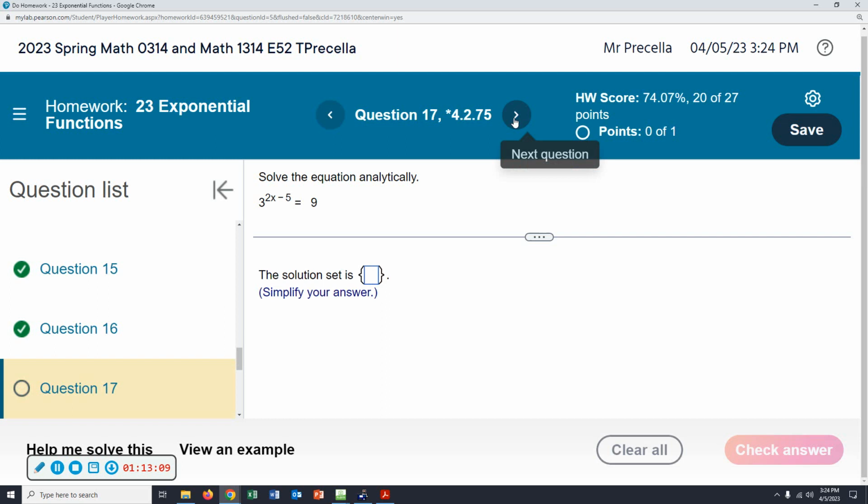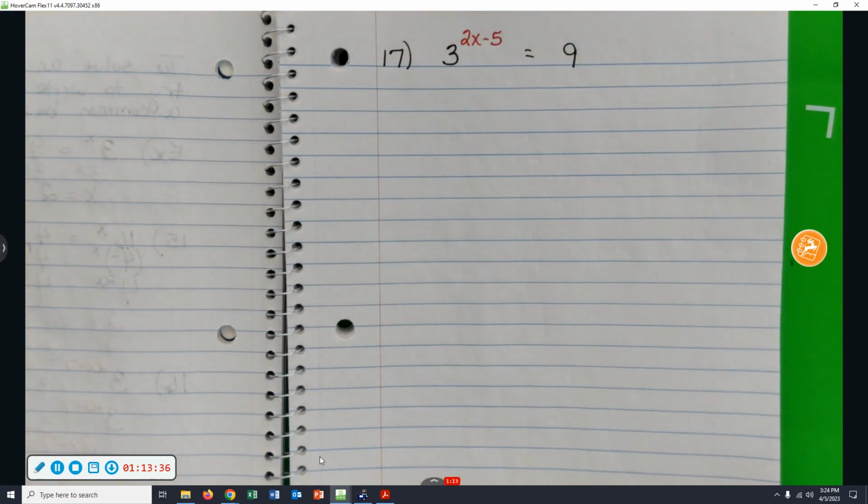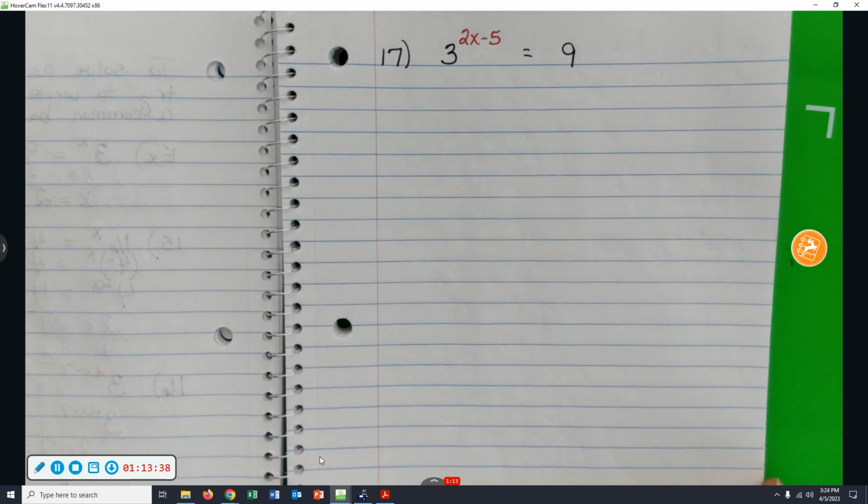Since students usually have trouble with number 16, number 17 is very similar. Let's see, number 17. Maybe this one would have been a better problem than number 16 to do. 3 to the 2x minus 5 equals 9. Number 17 would have been a better one than 16.